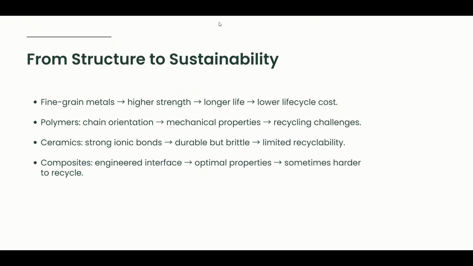Here, we are going to connect the structure to sustainability. Fine grained metals have higher strength and longer life, which results in a reduced life cycle cost. Polymers rely on chain orientation. It affects the mechanical performance and how easily they can be recycled. Ceramics have strong ionic bonds, making them durable but difficult to recycle. Composites rely on engineered interfaces to achieve high performance. But separating fibers from matrix materials makes recycling difficult.